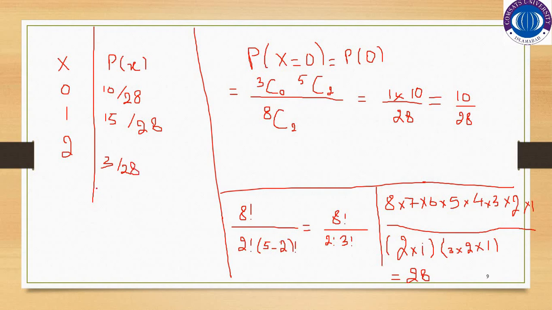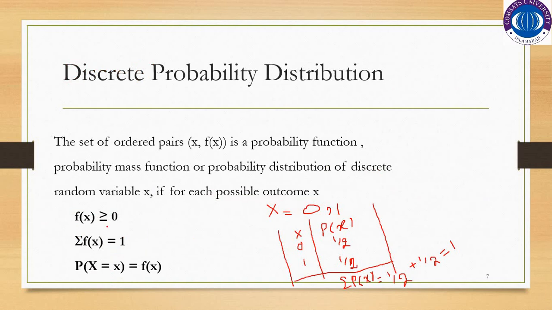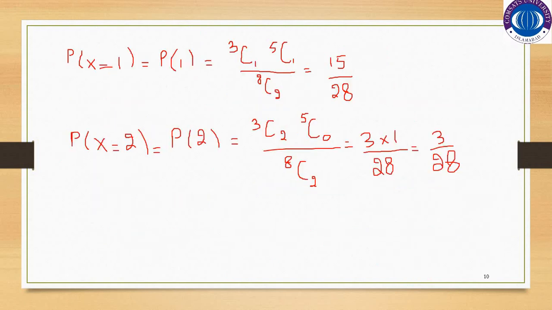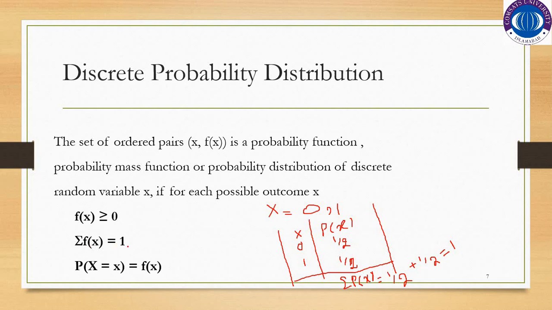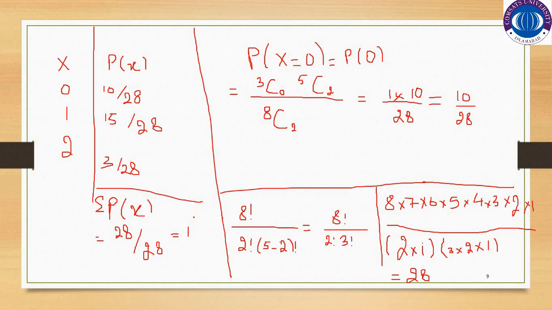If we want to know whether this is a complete probability distribution function, the sum of these probabilities should be equal to 1. Otherwise, this is incomplete. So if you sum all these probabilities, P of X, this is 10 plus 15, 25, 25 plus 3 is 28. So this would be equal to 28 by 28, which is equal to 1. So if you go back to these 3 points, f of x should be greater than or equal to 0. So we have some probabilities of the events, and the sum of f of x or the sum of P of x should be equal to 1. We got this one here. So it means that this is a complete discrete probability distribution function.